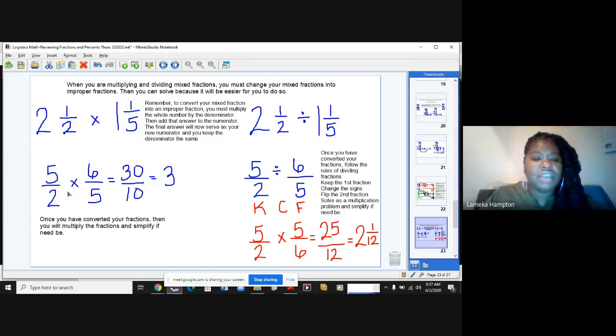Now that I've done this, I can simply multiply fractions. 5 times 6 is 30. 2 times 5 is 10. Oh, I know I can simplify that. 30/10 leaves me with 3. Okay, so down here at the bottom, once you have converted your fractions, then you will multiply the fractions and simplify if need be. And we have already demonstrated that here.